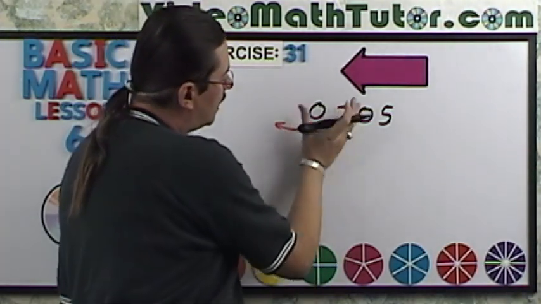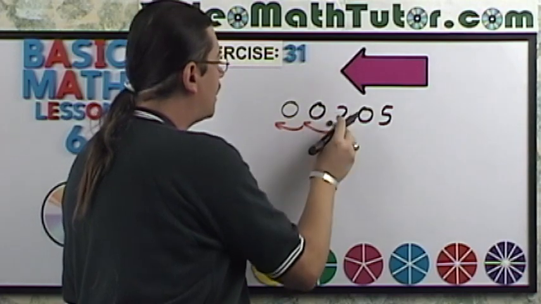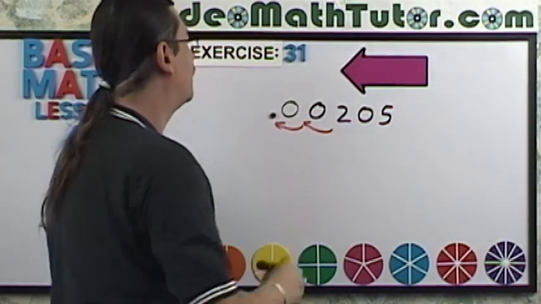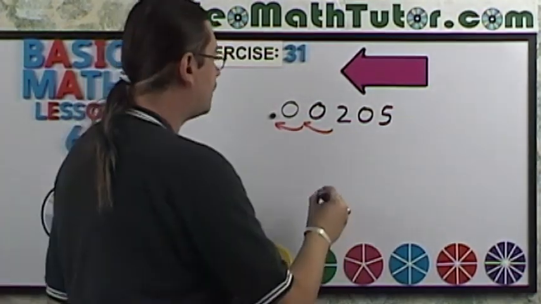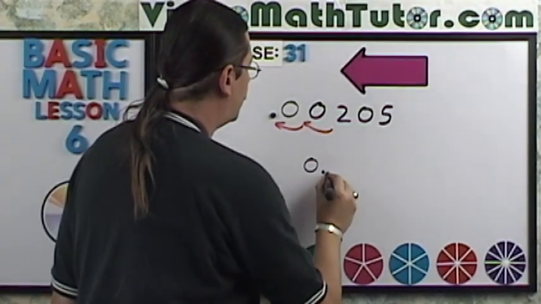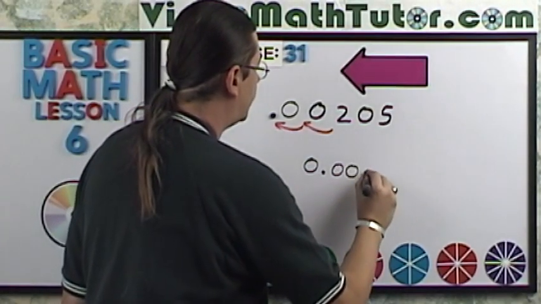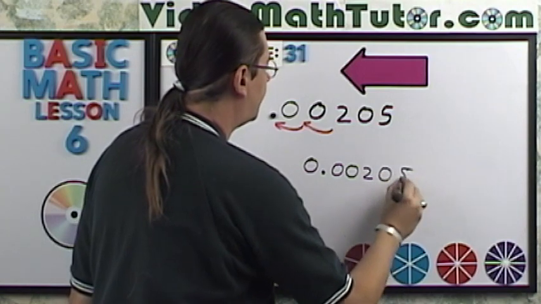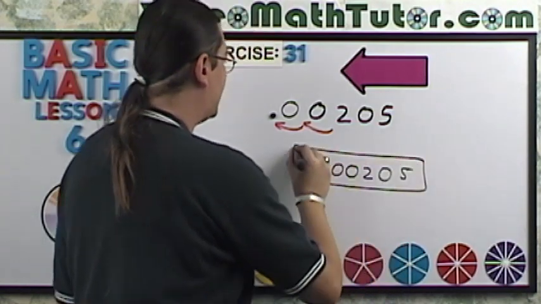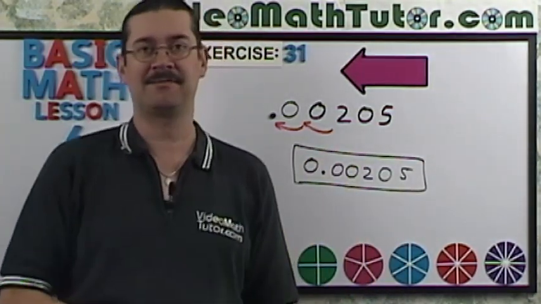See, there's almost like a little cup holder here. You're going to put a 0 right there, and you move your decimal point right there. And let's clean this up for our final answer. So it's going to be 0.00205. Yeah, it looks pretty nasty, but that is the answer.